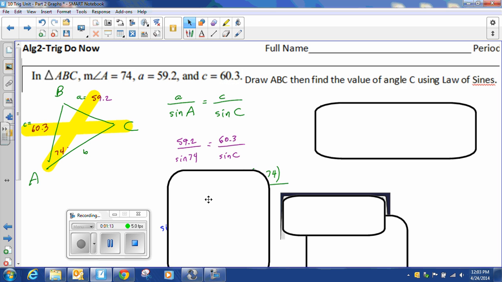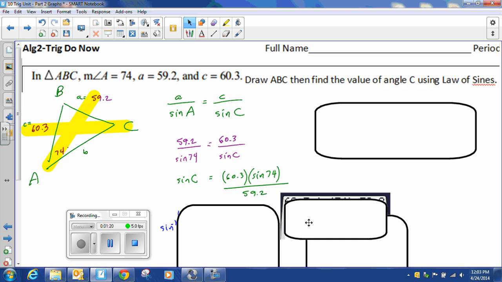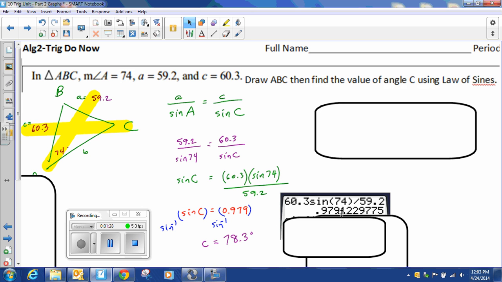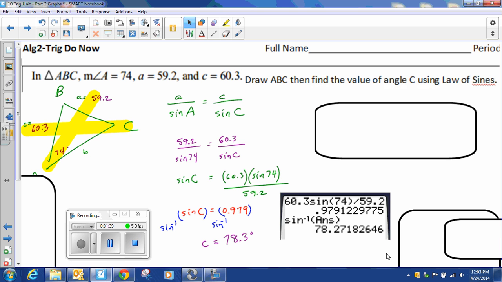So then we cross multiply, solve for C, and the calculator will basically do this for us, and we'll get 0.979 and some change. So we need to do the inverse sine of both sides. And that's what we will do with the calculator. Again, we'll do inverse sine or arc sine, of the previous answer, which gives us 78.3. Okay, that's it for the do now.